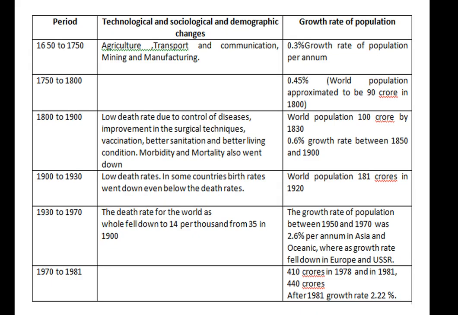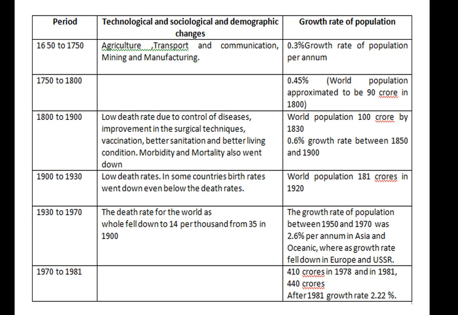Now, in this table, we give the data pertaining to the period from 1650 to 1981. Here we can see during the period from 1650 to 1750, due to the changes in agriculture, transport and communication, mining and manufacturing, the growth rate of population was 0.3%, which was much smaller prior to 1650.